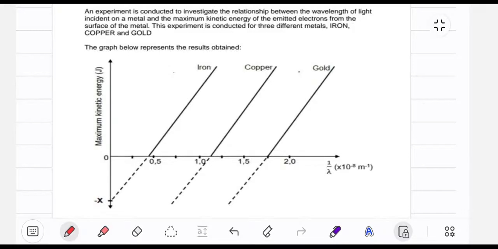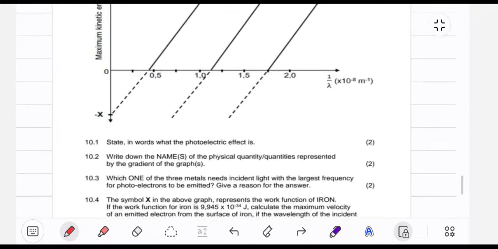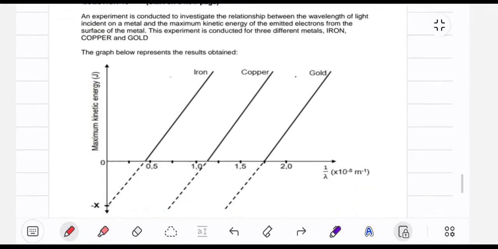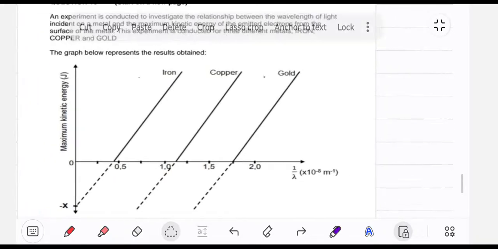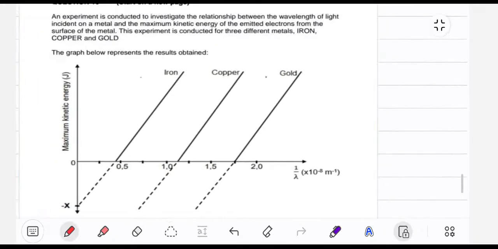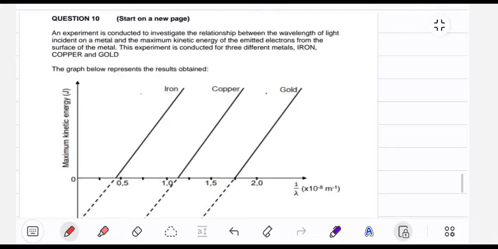The graph below represents the results obtained. So we're given maximum kinetic energy, and we're given 1 over wavelength. So once again, I would play around. Let me shift this to the side and play around along here.